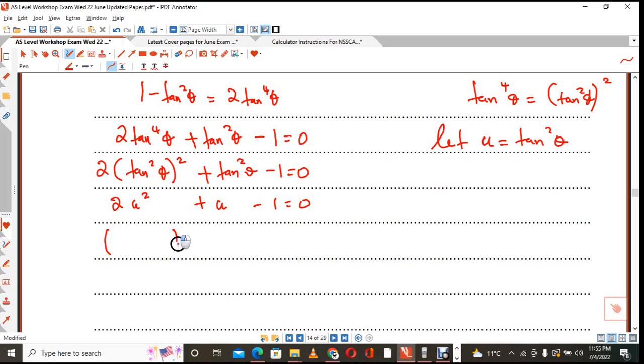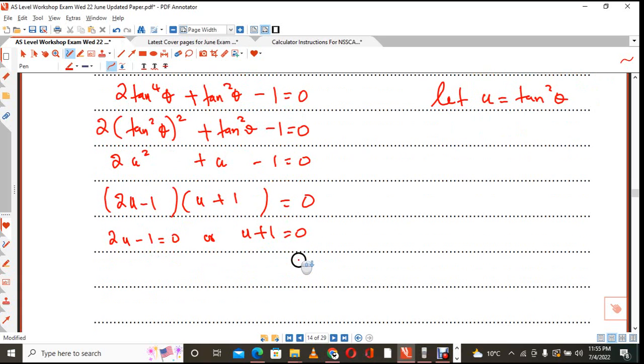So I hope you're familiar with factorizing. There's a quadratic equation formula included in your list if you want to use it to solve this particular equation. So it's 2u minus 1 and the other one will be u plus 1. So 2u minus 1 is equal to 0, or u plus 1 is equal to 0. When you multiply and you get a product of 0, it implies that one or the other should equal 0. So in this particular case, u is equal to a half, or u is equal to negative 1.